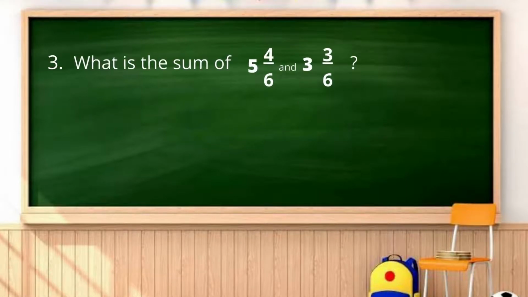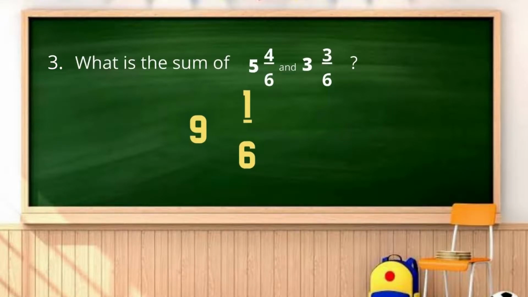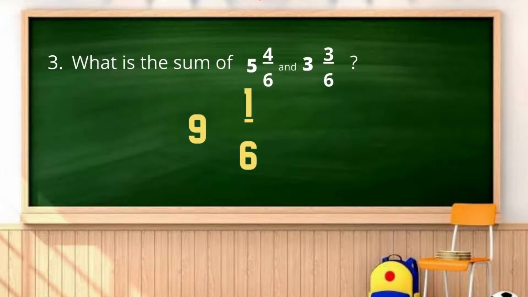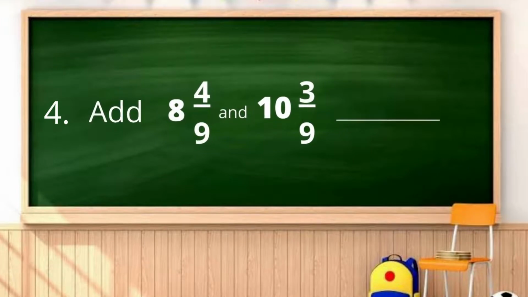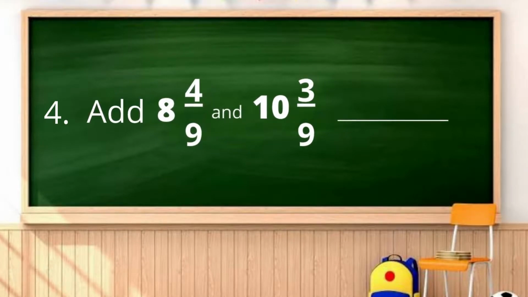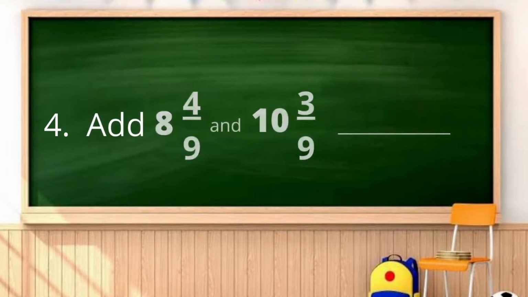How about for problem number 3? Who has an answer? Anybody? That's correct. The sum of 5 and 4/6 and 3 and 3/6 is 9 and 1/6. Number 4. What is the sum when you add 8 and 4/9 and 10 and 3/9? Your answer is correct. The answer is 18 and 7/9.